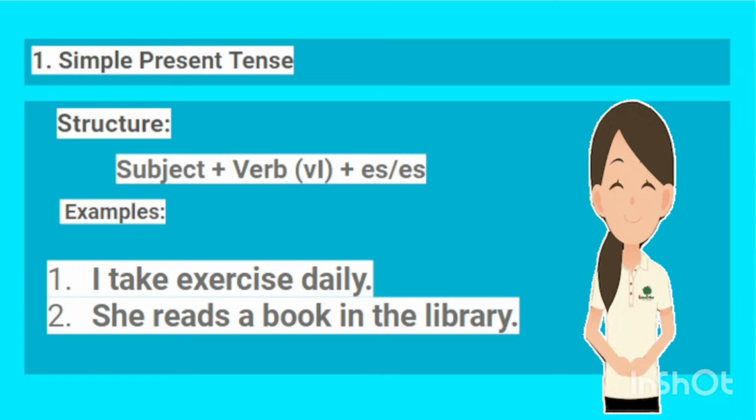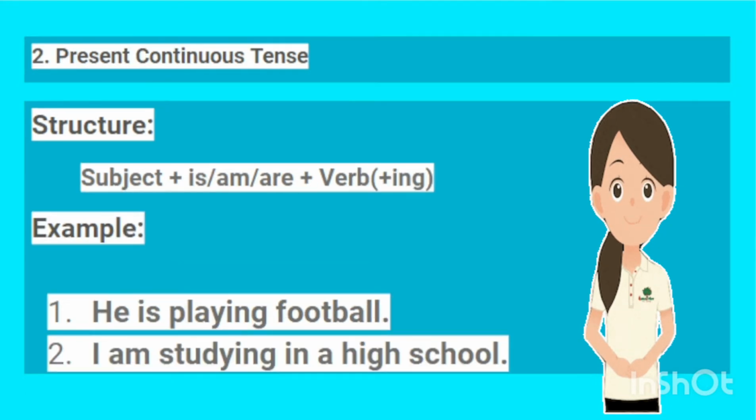The formula of simple present tense is subject, verb with S/ES, and then object. We will use S/ES when the subject is he, she, it and a singular name. If the subjects are I, we, you, they, then we will not use S/ES with the first form. For example, I take exercise daily, she reads a book in the library. These are the basic examples of simple present tense.